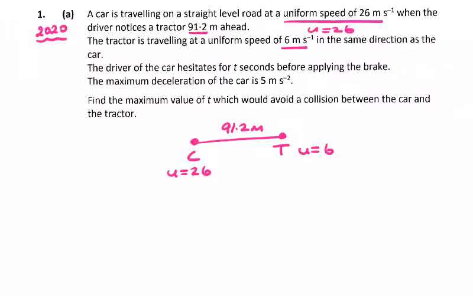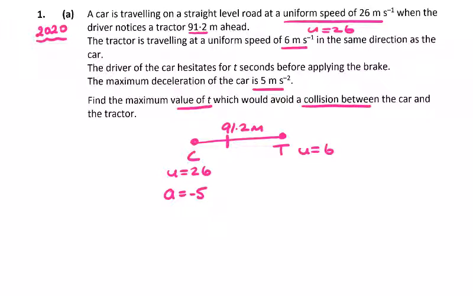The driver hesitates for t seconds before applying the brakes, so he's going to maybe hit the brakes at this point. And deceleration is 5. a is equal to minus 5. So what can we do here? Well, we're told to find the max value of t which would avoid a collision. So how far can he go before hitting the brakes?